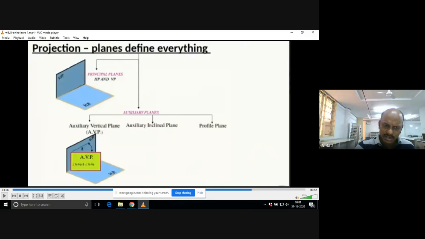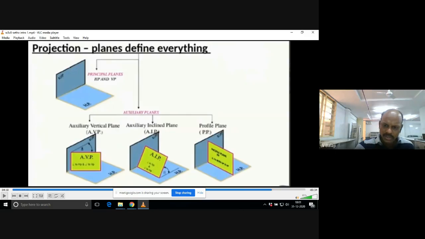So our primary planes are always the vertical plane, horizontal plane, and profile plane. These are auxiliary planes. Now the auxiliary vertical plane is perpendicular to HP, inclined to VP. That means it is rotated at an angle theta from the vertical plane, while keeping the total area of the plane perpendicular to the ground. In that way, you need to understand.